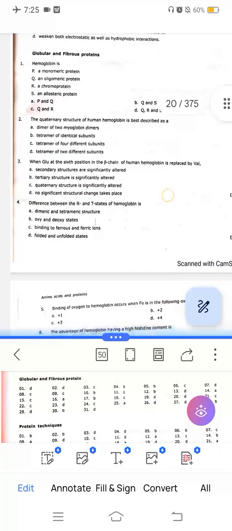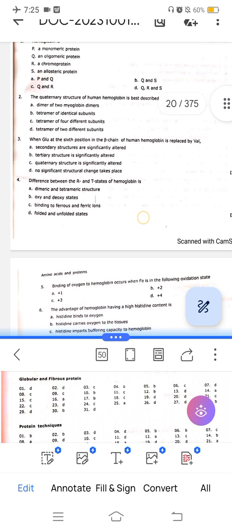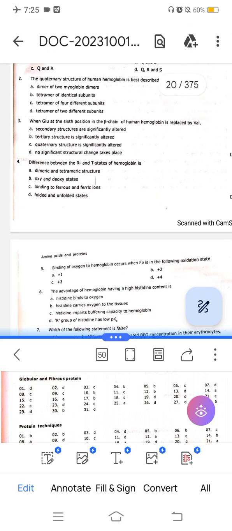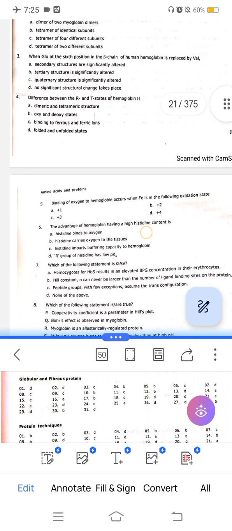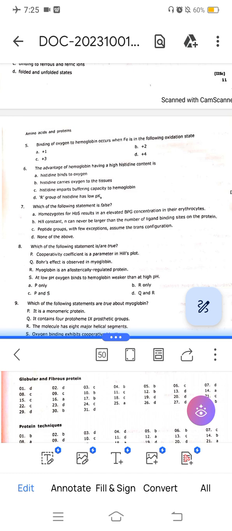Yeah, that's right. When Glu at the sixth position in the beta chain of human hemoglobin is replaced by valine, that means quaternary structure is significantly altered. Then the difference between the R and T states of hemoglobin is oxy and deoxy states. And binding of oxygen to hemoglobin occurs when Fe is in the following oxidation state. B is the correct answer, the plus 2 oxidation state.